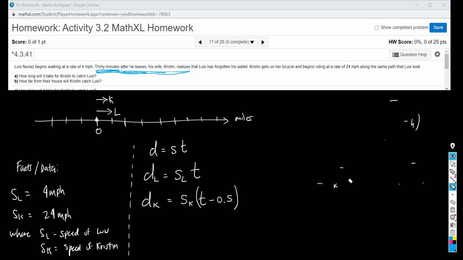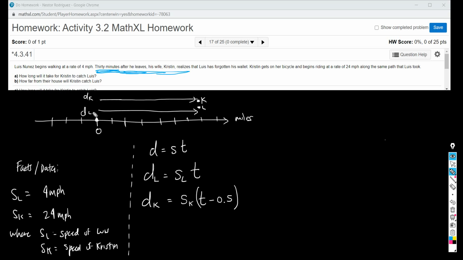So let's erase this. The rest is exactly the same process as before. We have this equation, we have this equation, and now what I want is for Kristen to catch Luis. So they're both going to be, let's say, over here, Luis and Kristen. This is the distance traveled by Luis and the distance traveled by Kristen.